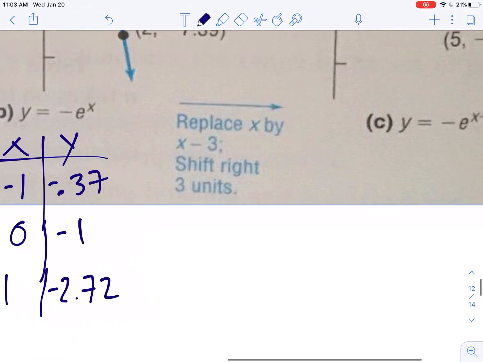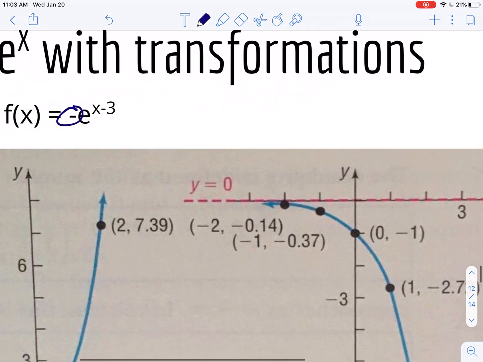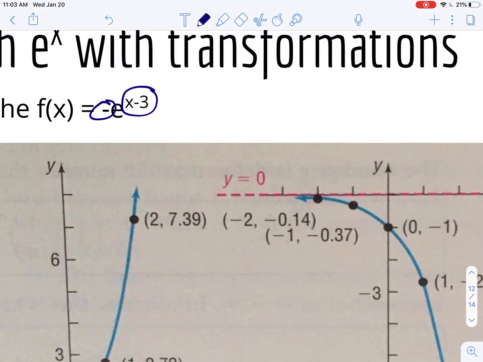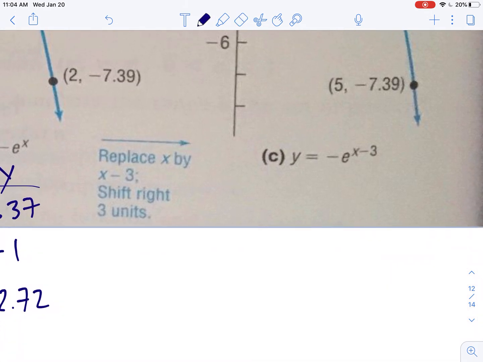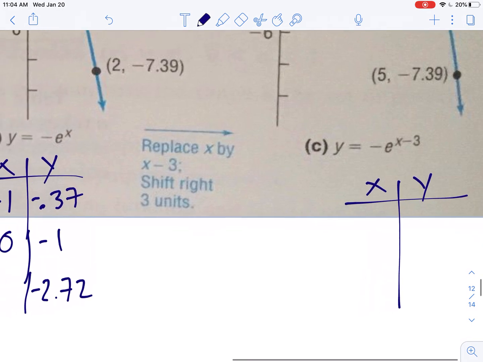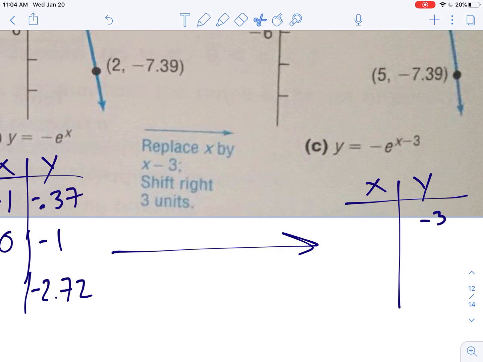Next thing I have is a shift to the right because, as I said earlier, this is happening up in the exponent. And since it's happening up in the exponent, that means it is a horizontal shift. And then the horizontal shift rules are still the same if you have a subtraction. This is a shift to the right. So what this means is that I'm going to keep those y values the same as I've had them from that last transformation. So those y values are still going to remain.